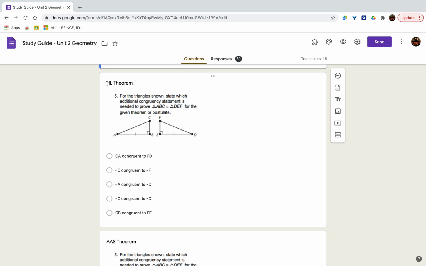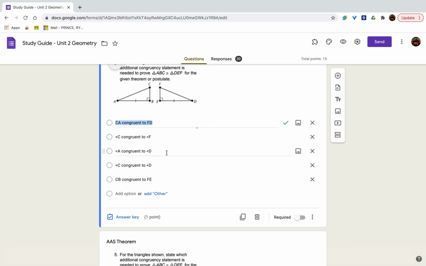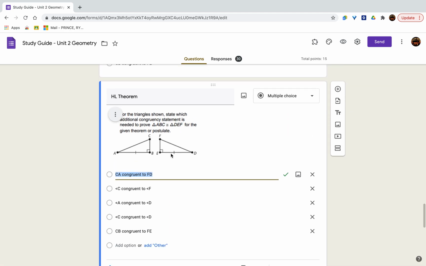That's what HL means, hypotenuse leg. The H in HL is hypotenuse. So this hypotenuse has to be equal to that one. CA has to be congruent to FD. CA is this hypotenuse, FD is that hypotenuse. There you go. It's given to you right there. Super, super easy. Just pay attention to what's being asked up here.